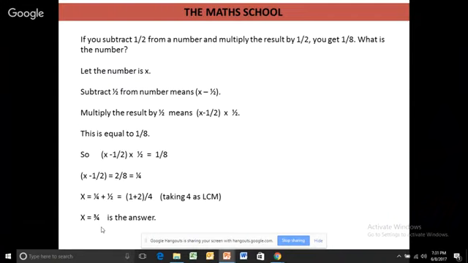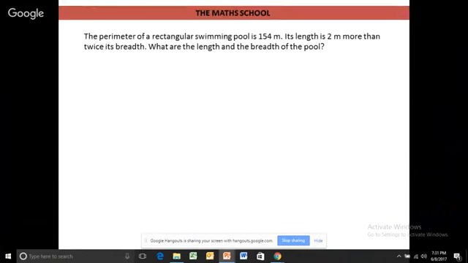Let us do the second question. It says the perimeter of a rectangular swimming pool is 154 meters. Perimeter is the sum of all four sides of the rectangle.